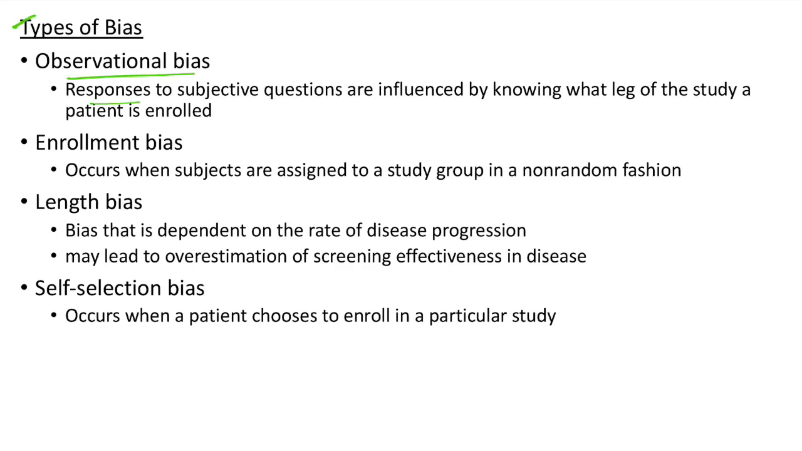In observational bias, responses to subjective questions are influenced by knowing what leg of the study a patient is enrolled. In enrollment bias, it occurs when subjects are assigned to a study group in a non-random fashion. Length bias is bias that is dependent on the rate of disease progression. It may lead to overestimation of screening effectiveness in disease. Self-selection bias occurs when a patient chooses to enroll in a particular study.